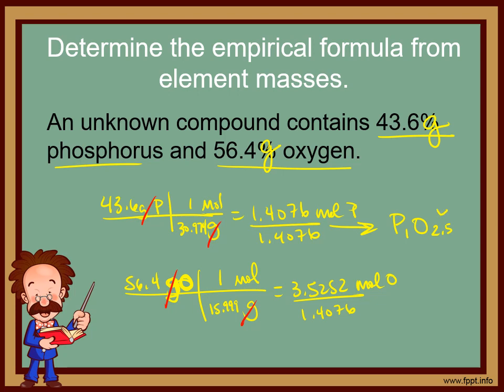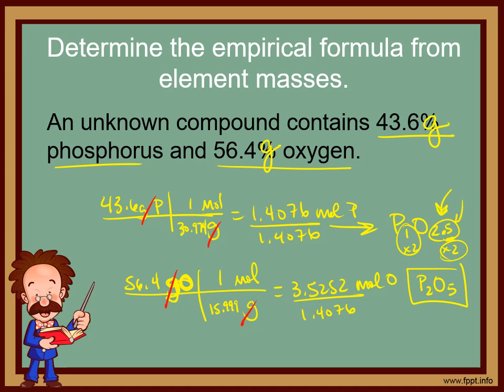You might be thinking, can I just round that up to 3? Not really. That's a lot of rounding. If it was 2.9, you could definitely round to 3. But 2.5, you're only halfway to 3. We need to do some scaling. With that 0.5, I'm going to multiply both of these by 2. 1 times 2 gives me 2. With the oxygen, 2.5 times 2 scales this up to a whole number, 5. So this is our empirical formula, P2O5.